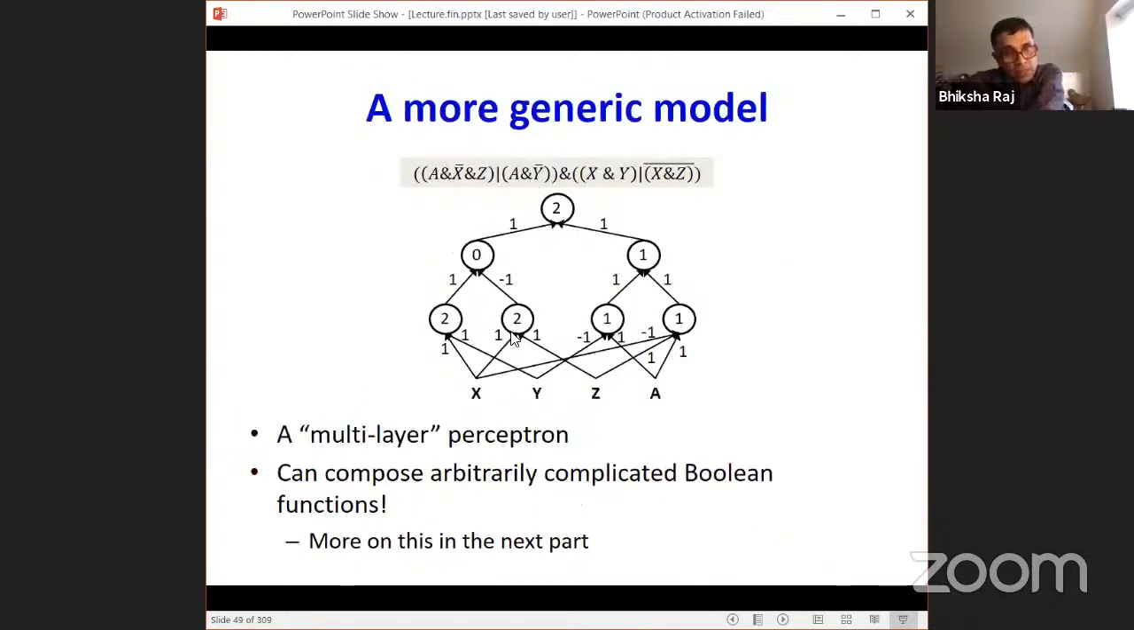A multi-layer perceptron can compose arbitrarily complicated Boolean functions. Like this MLP can compose this really hideous function of X, Y, Z, and A. You give me a Boolean function and I can compose it.